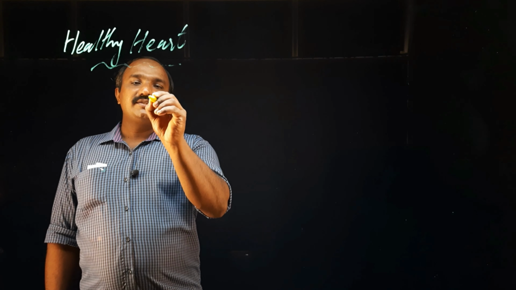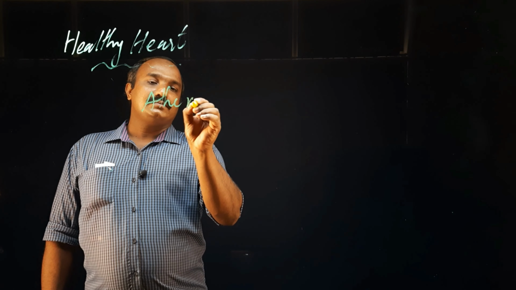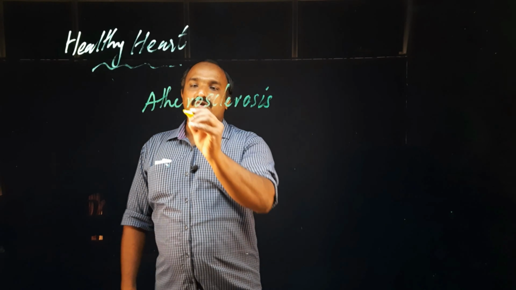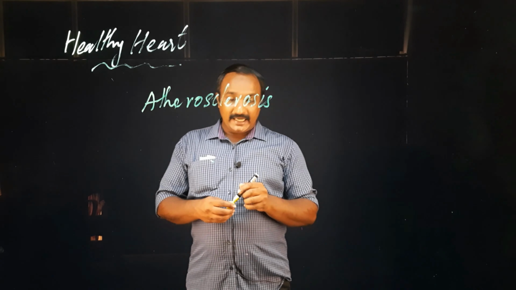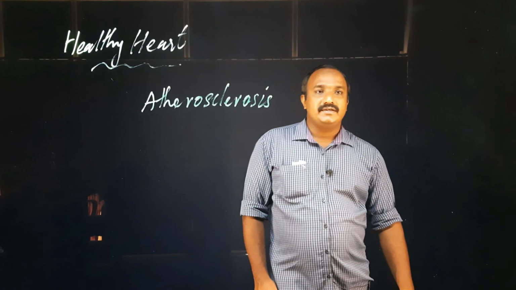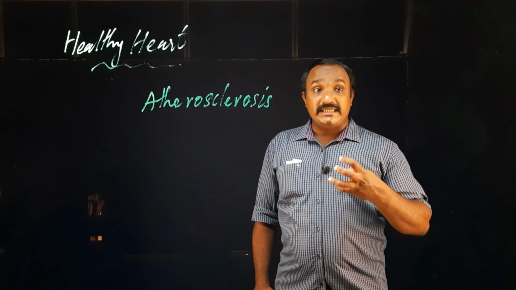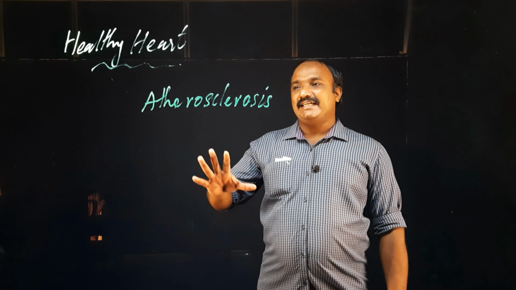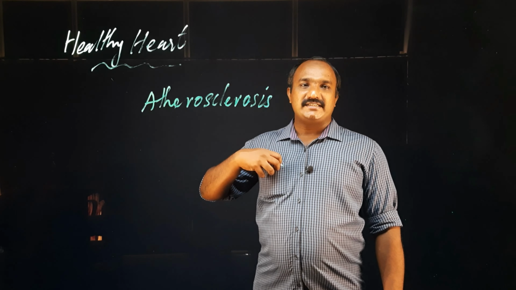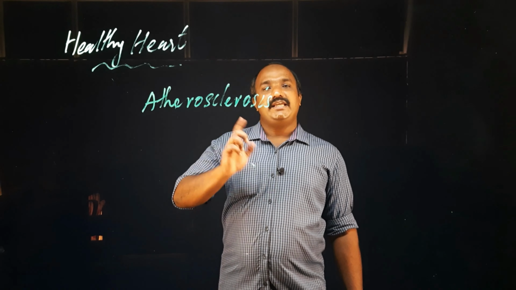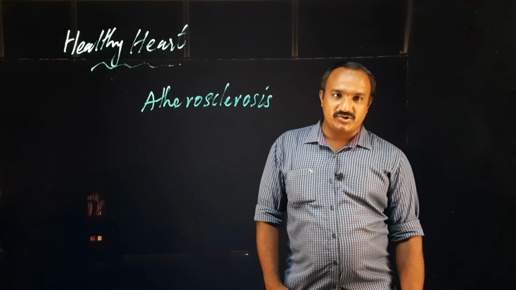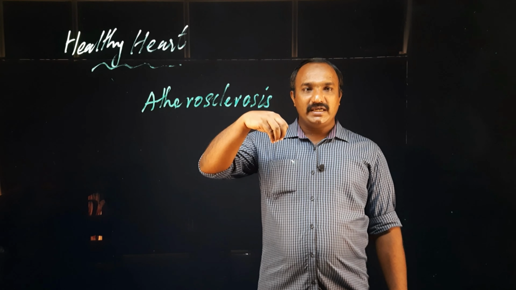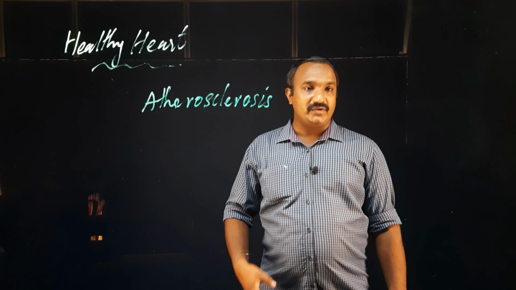And a new term that is called atherosclerosis. Atherosclerosis is a condition where excess fat is deposited at the inner walls of the artery. Such a condition, in which the extra fat is deposited at the inner walls of the arteries, is called atherosclerosis. Then if it is deposited there, what will happen? The inner diameter of the arteries will be reduced.